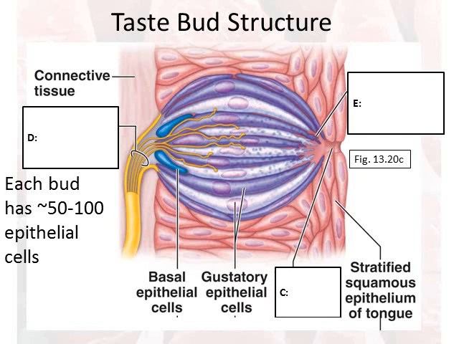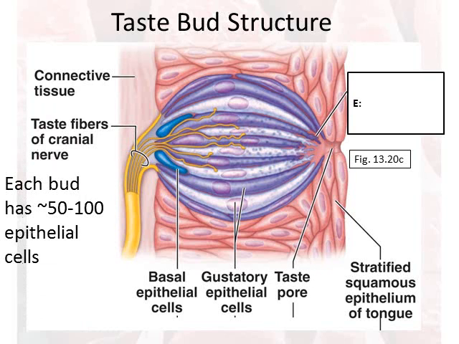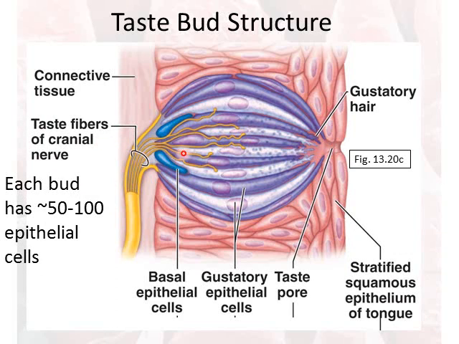These are the gustatory epithelial cells. These are the ones that are actually doing the job of receiving the chemical and starting the action potential on the cranial nerve there. C is the taste pore that comes in. That's where the chemicals enter. And D is the fibers of the cranial nerves that interact with these taste buds. And then we have these gustatory hairs here that kind of stick out and catch those chemicals. So each taste bud has somewhere around 50 to 100 epithelial cells, and this is what it looks like.